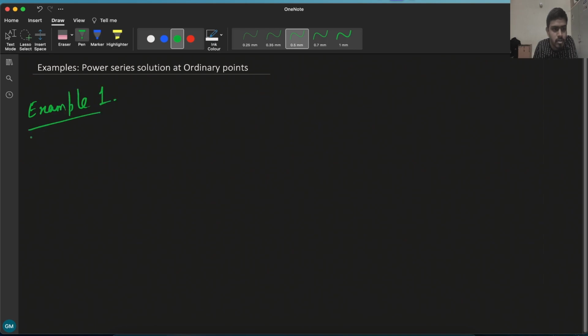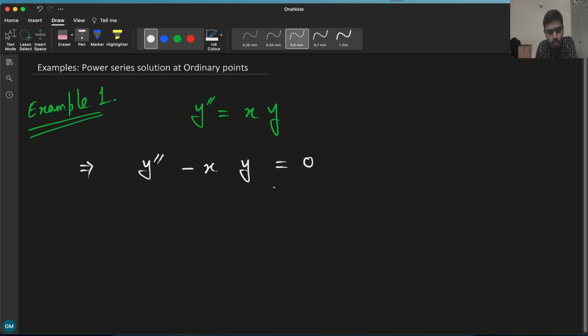So let's take Example 1. The differential equation is basically y double dash equals x times y, or we can write it as y double dash minus x times y equals 0, or we can also write it as y double dash plus 0 times y dash minus x times y equals 0. Okay, let me complete the question first.